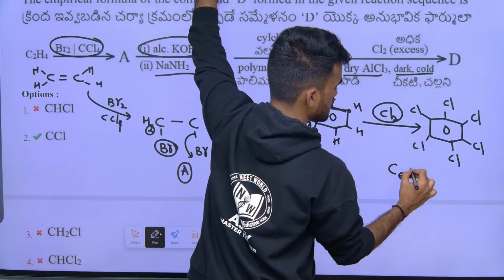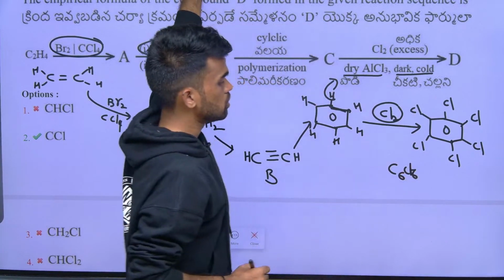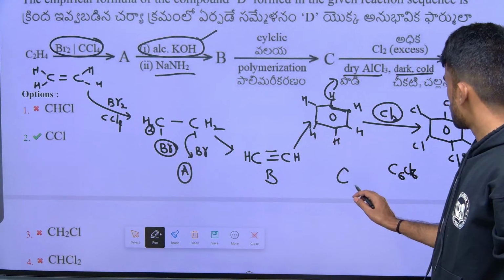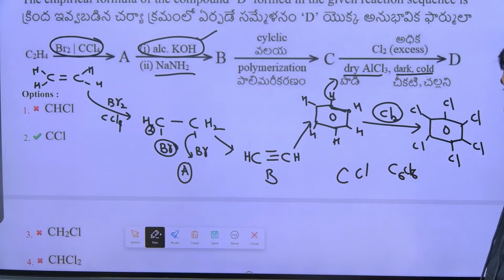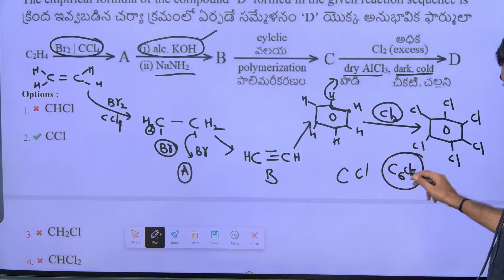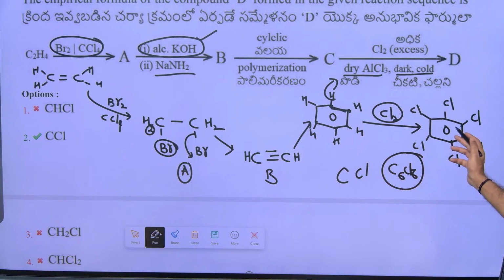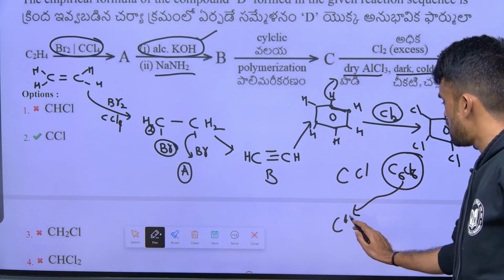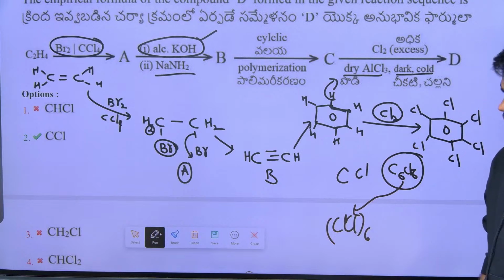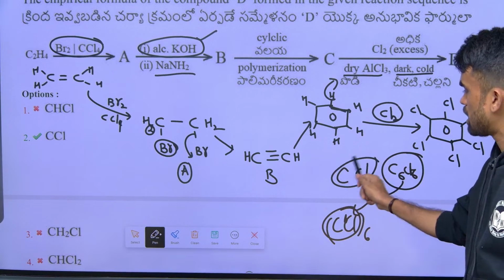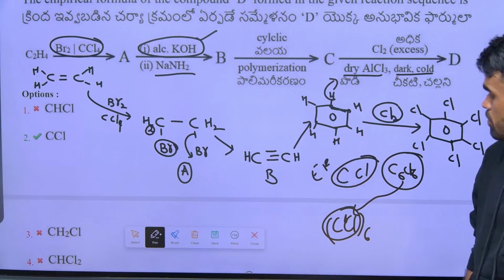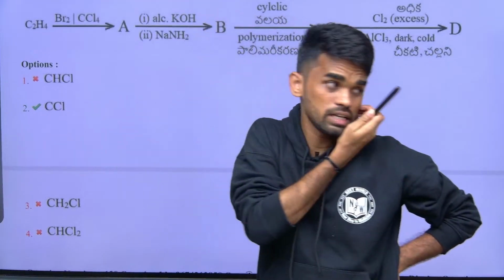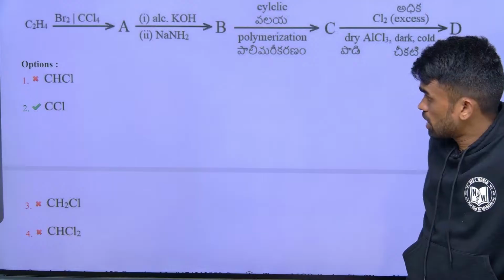So what is the formula? C6Cl6. This is our answer. What is the empirical formula for this? CCl. CCl is the empirical formula. This is the molecular formula: C6H6 is for benzene, C6Cl6 for this compound. Now the simplest ratio we can write is CCl whole 6 times, right? In the bracket we have CCl, that is our empirical formula. So this is our answer for this question. Do we have any option like that? Yes, CCl, the second option, is our answer. Okay, I hope it is clear.